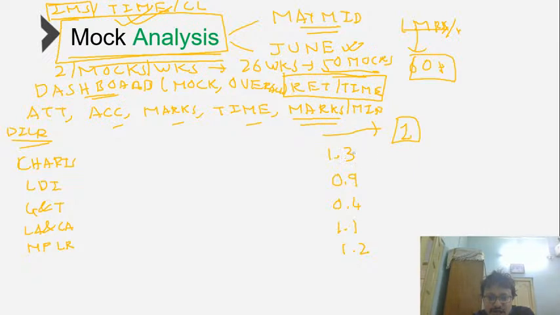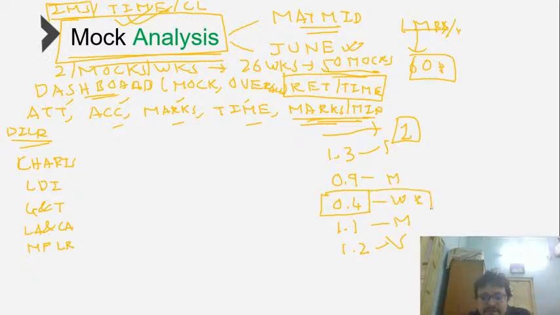Obviously, charts and multi-parameter-based LR fall into your strong zone. Why? Because there you're able to get a very good return on time. And remember, return on time or marks per minute takes into account all the parameters: number of attempts, accuracy, marks, and time. Remember, the denominator is minutes, which means it's taking into account the time taken per question. And suddenly you find these are your strong zones, these are probably your moderate zones, and then you have one particular area which is your gravely weak zone.